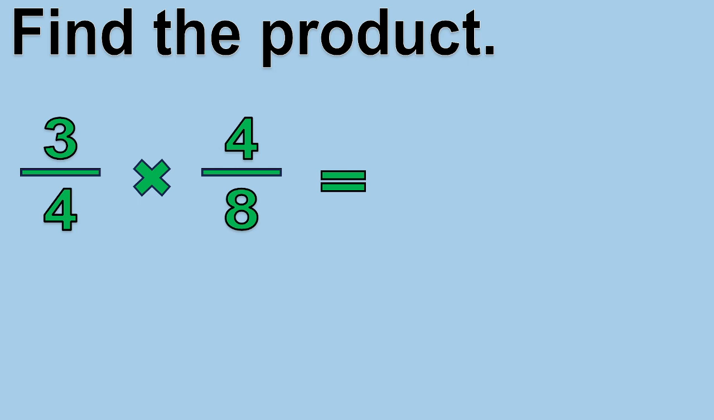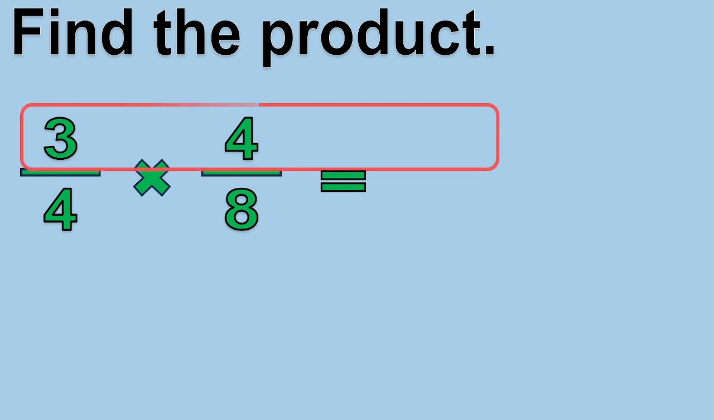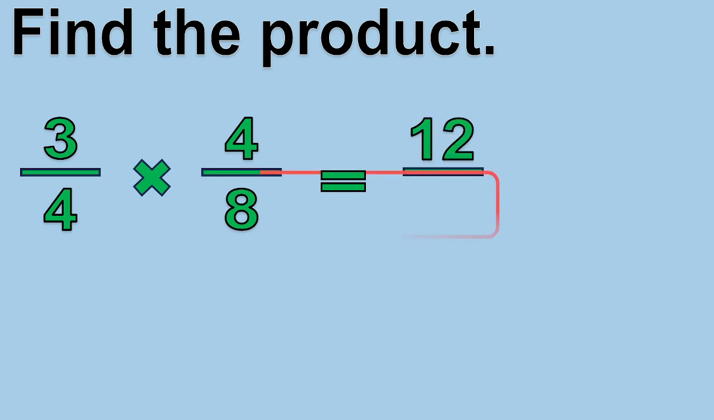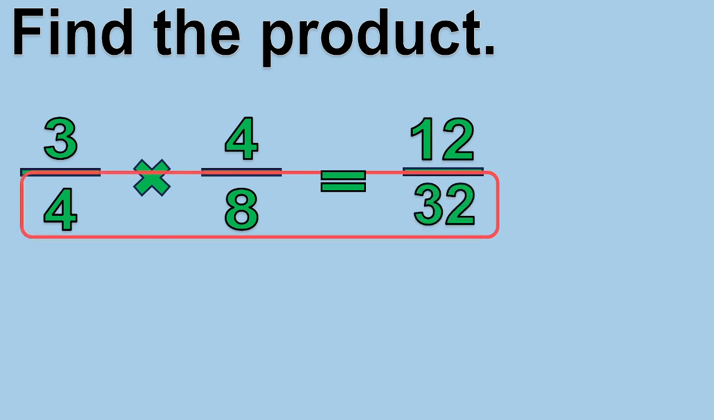Next, 3/4 times 4/8. First, multiply the numerators. We have here 3 times 4 equals 12. Then multiply the denominators. We have here 4 times 8 equals 32. Now, reduce 12/32 to its lowest form.